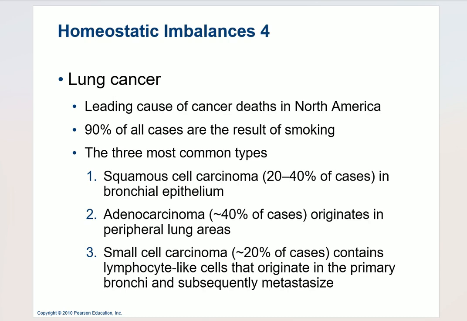And then your least common but the worst one is small cell carcinoma. So it contains lymphocyte-like cells that originate in the primary bronchi and subsequently metastasize. They go throughout your whole body. They spread the worst, and small cell carcinoma is pretty deadly overall. And that's our lecture.